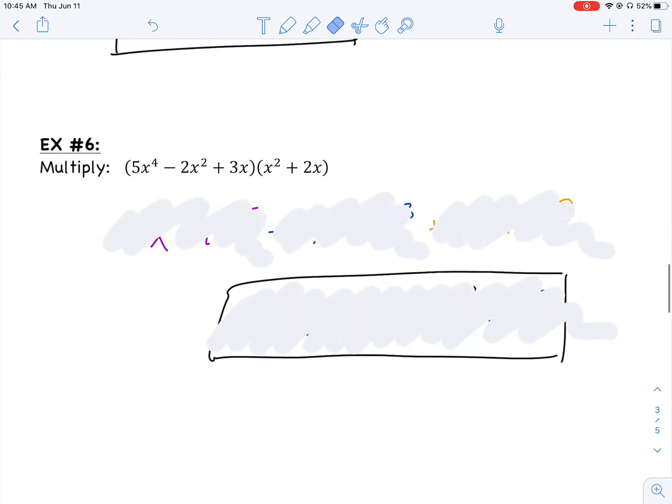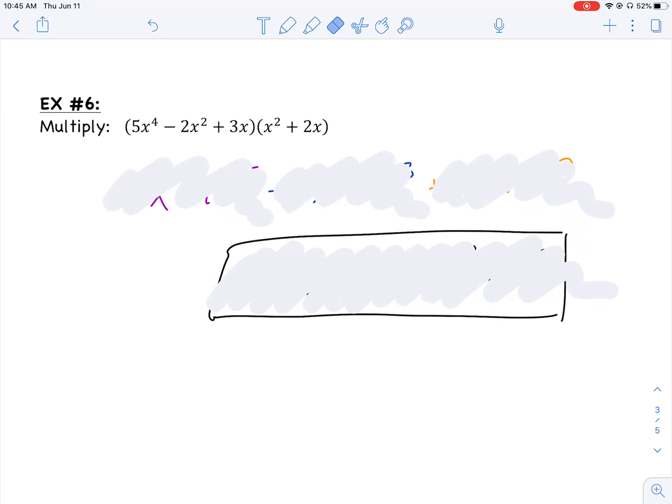Example 6 looks similar to example number 5. It looks like we're still multiplying. We have 3 terms times 2 terms. Why don't you pause the video, distribute your 3 terms through, combine your like terms, and let's see if we get the same thing.